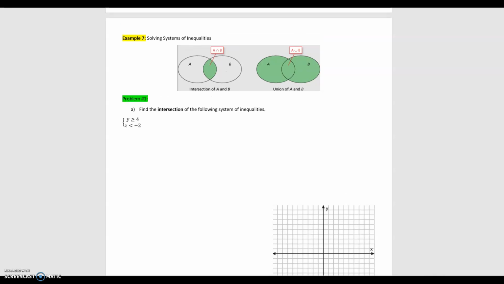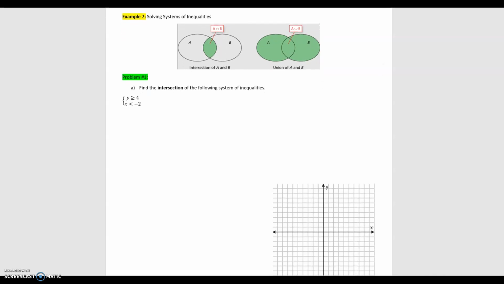Hi class, we need to take a look at example 7. Now, example 7 basically has the same type of problems that we did earlier in terms of an intersection and a union. An intersection is the solution to both of the sets, whatever they have in common. A union is putting both of the sets together and technically not expressing the intersection twice.